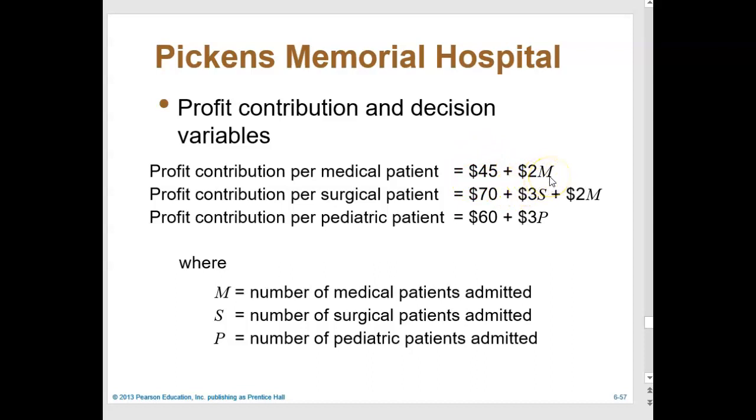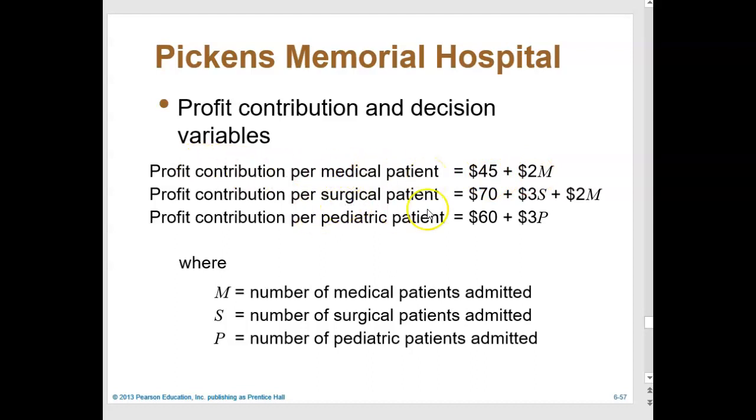So for each additional medical patient, the profit contribution increases by $2. So the first patient that comes in gives you a profit contribution of 47, whereas when the second patient comes in, the profit contribution increases to 45 plus 4, which is equal to 49. So as you see, gradually with each patient entering the hospital, the profit contribution for the medical patient increases.